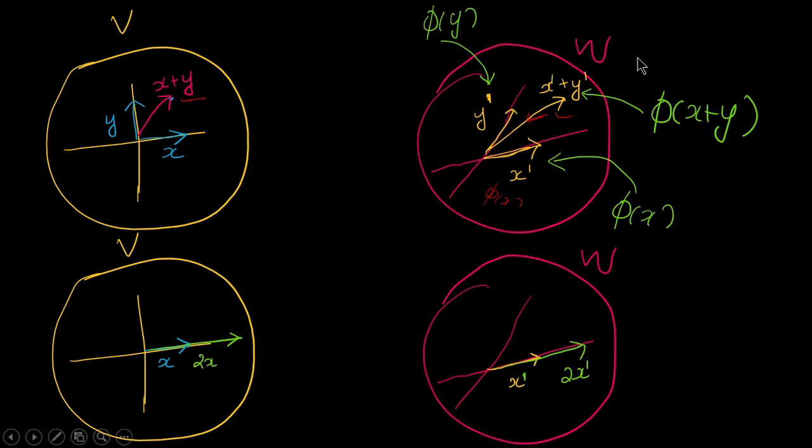Okay, so if our transformation maintains these two properties, then only we can say that they are linear. Otherwise, they are not linear transformations. They are just transformations, but not linear.